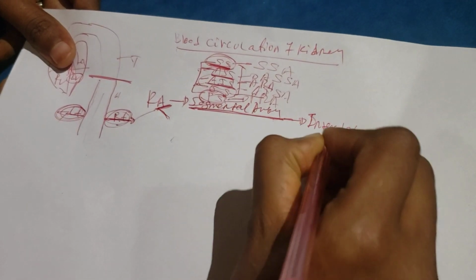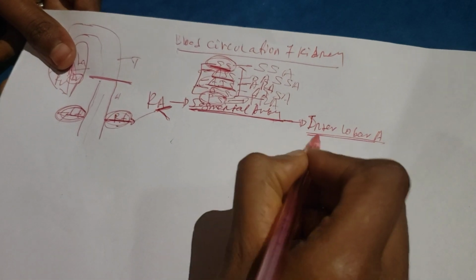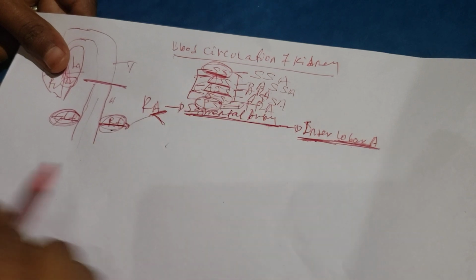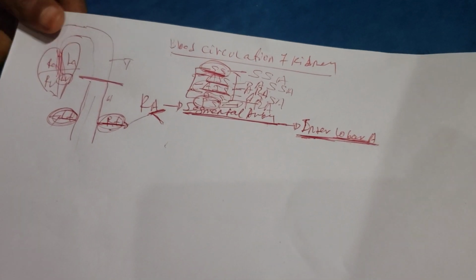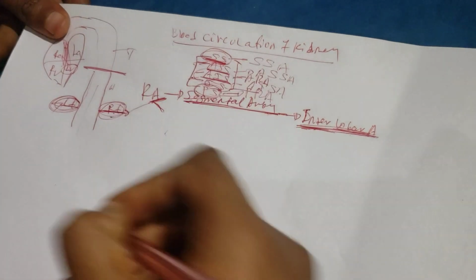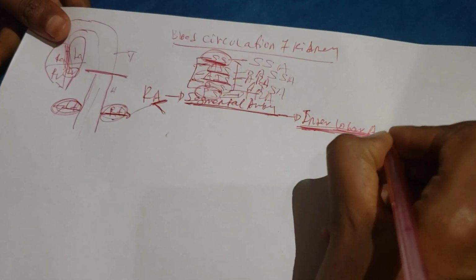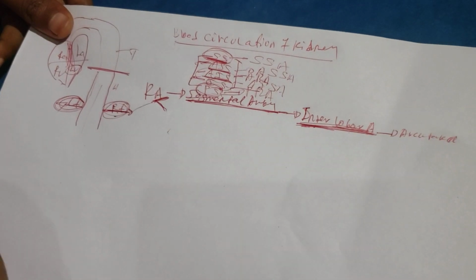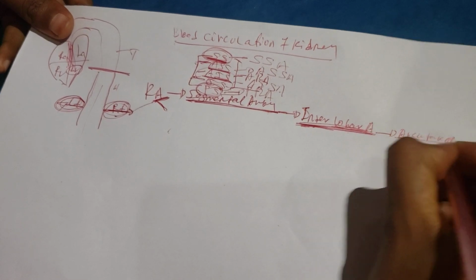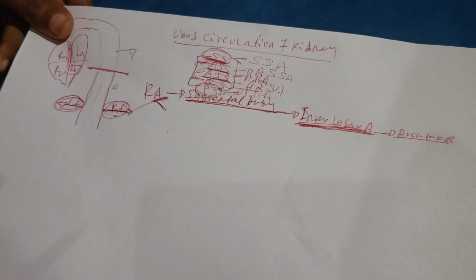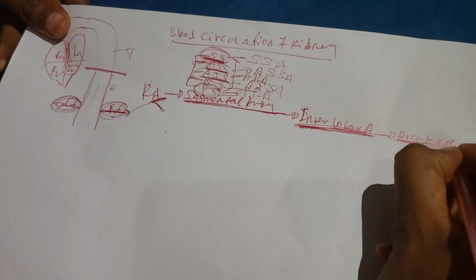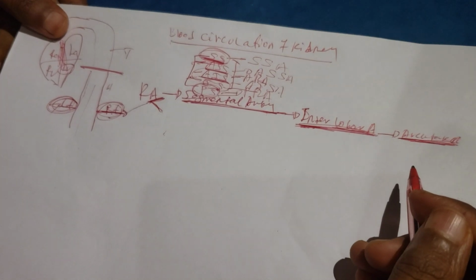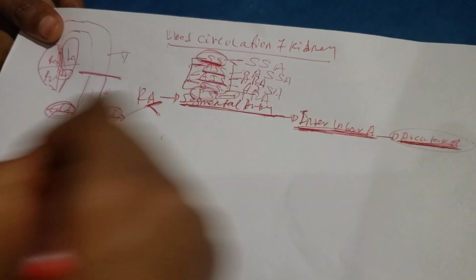The interlobar artery will go into the renal columns between the renal pyramids. This interlobar artery, I will show you in a picture later. This interlobar artery will divide into the arcuate artery. The arcuate artery arches at the corticomedullary junction.